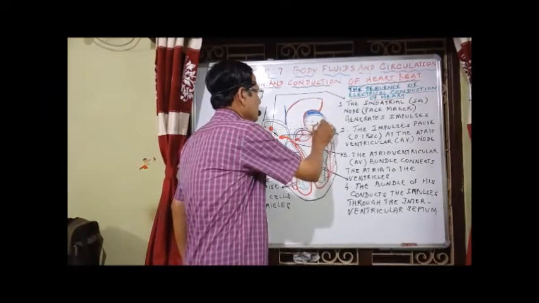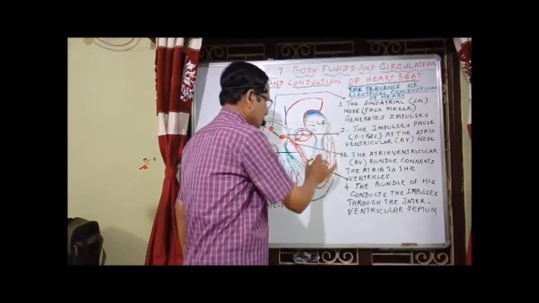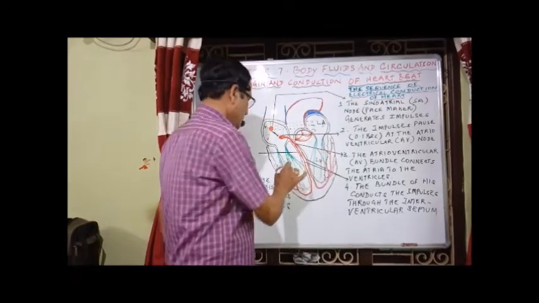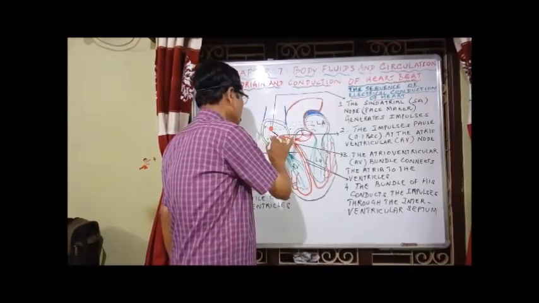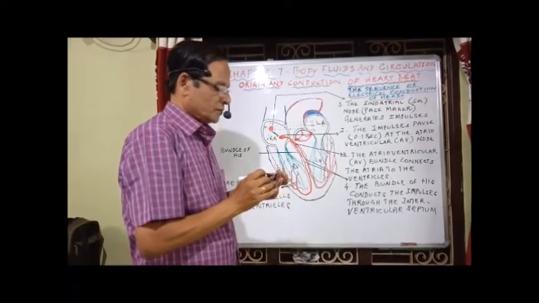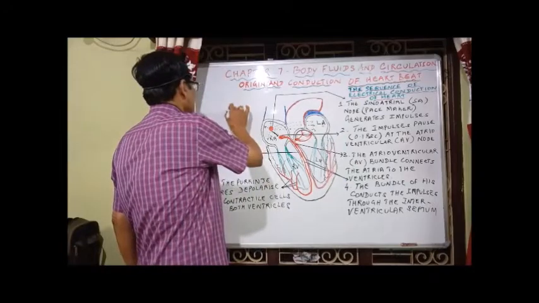This is the left atrium, and this is the left ventricle, and this is the right ventricle, and this one is the right auricle, the right atrium. Now the human heart is myogenic.